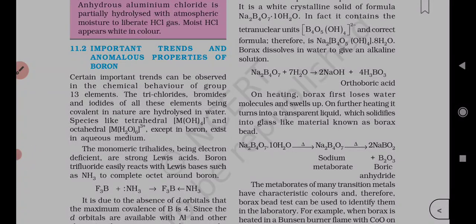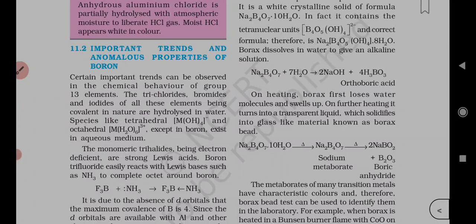Welcome back. In the previous video, we have done up to reactivity towards halogen of the 13th group element, like boron family. Now we'll continue with the important trends and anomalous properties of boron. Let's talk about important trends and anomalous properties of boron.